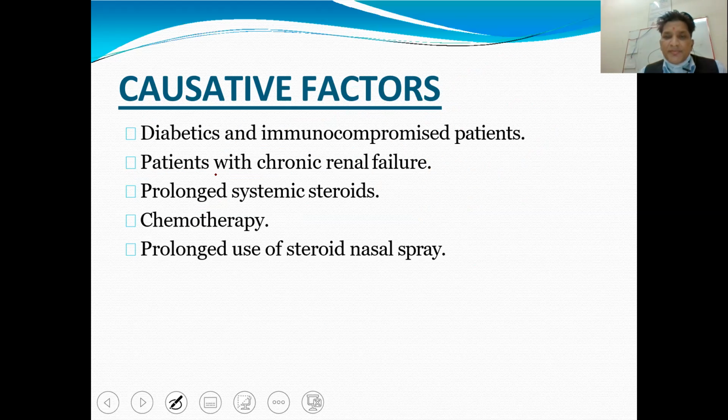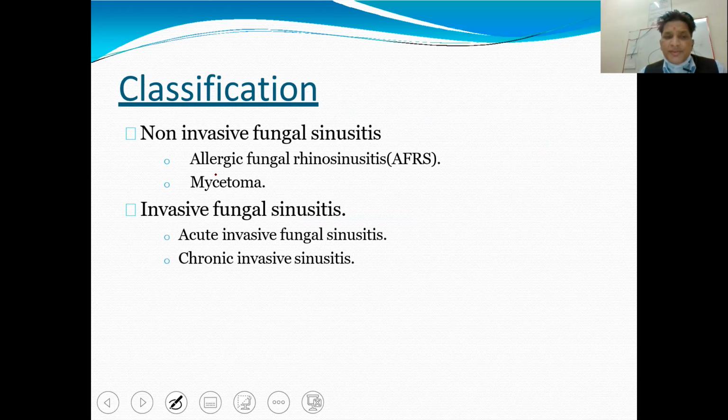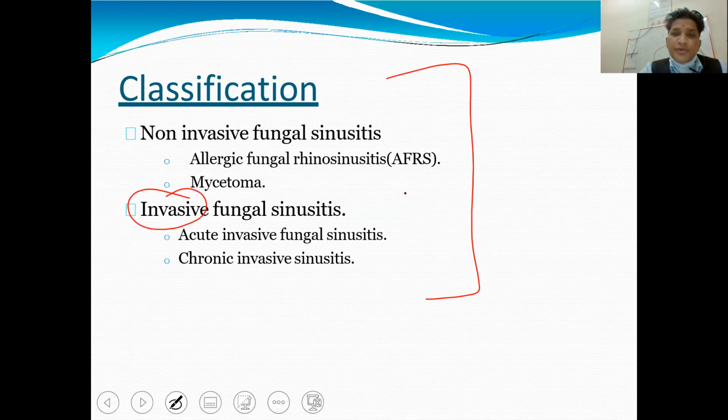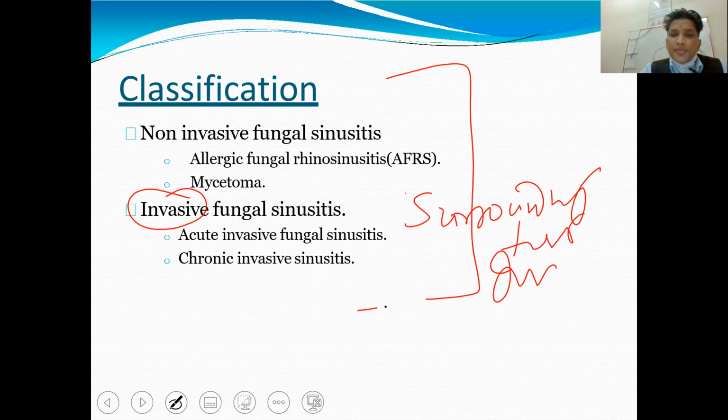And this is the classification of allergic fungal sinusitis, very, very important. When the fungus has a property of invasion of the surrounding tissue, bone destruction, and bone expansion, and encroachment also.